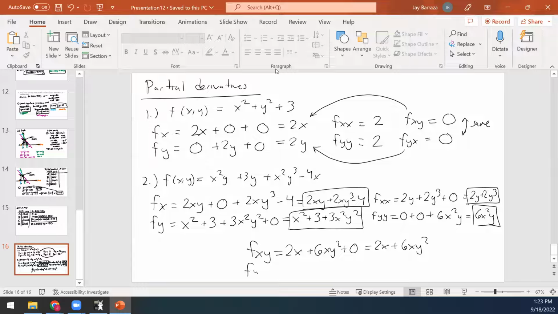And then if I do it the other way around, the derivative of x squared, because I'm using this one right here, is going to be 2x. The derivative of 3 is 0. And then the derivative of x squared is going to be 6x y squared. And I get 2x plus 6x y squared. Notice they are the same.